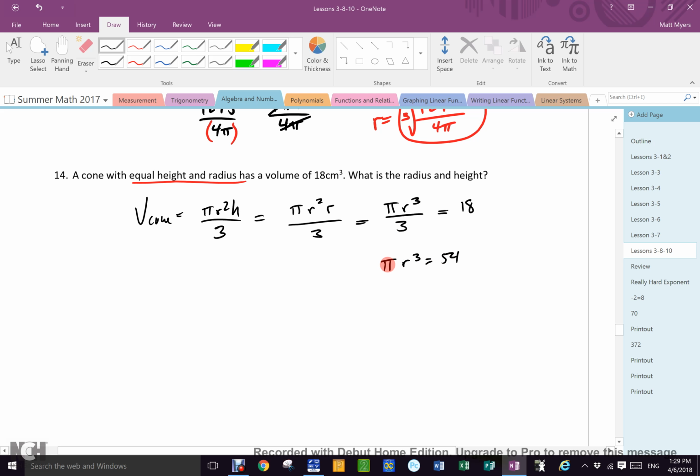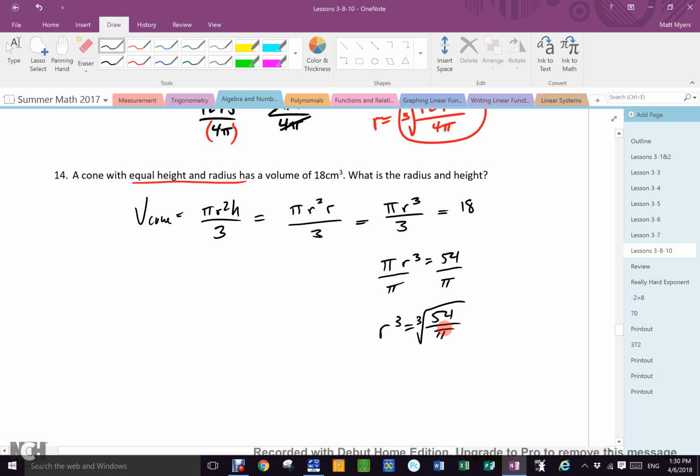How do I get rid of the pi? Divide by pi, divide by pi. R cubed equals 54 divided by pi. Now, what would we do to do the answer perfectly the way we want to see it for the rest of your math life? Just cube root that and you're done.